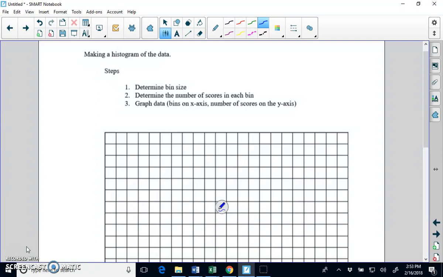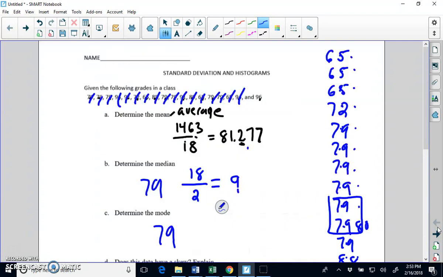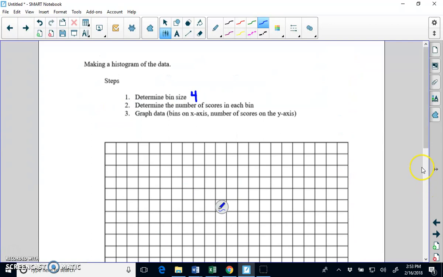Okay? The first step in making a histogram is to determine the bin size. For example, you may want to know how many kids scored between 75 and 79. Your bin size, the number in the range, needs to stay the same. So I'm going to use a bin size of 4. If I go back to my data, which I ordered from greatest to least, I'm going to start at 65 for my bin size. That's my lowest score.